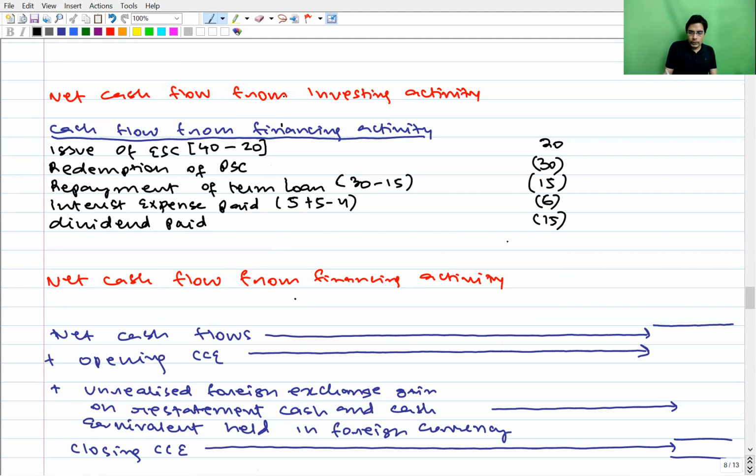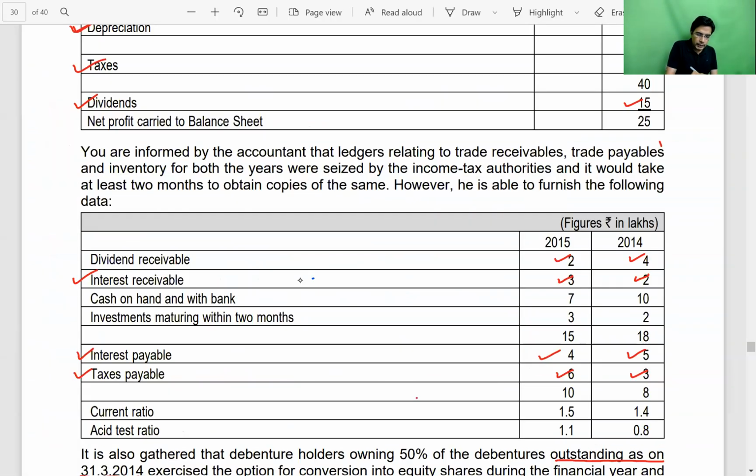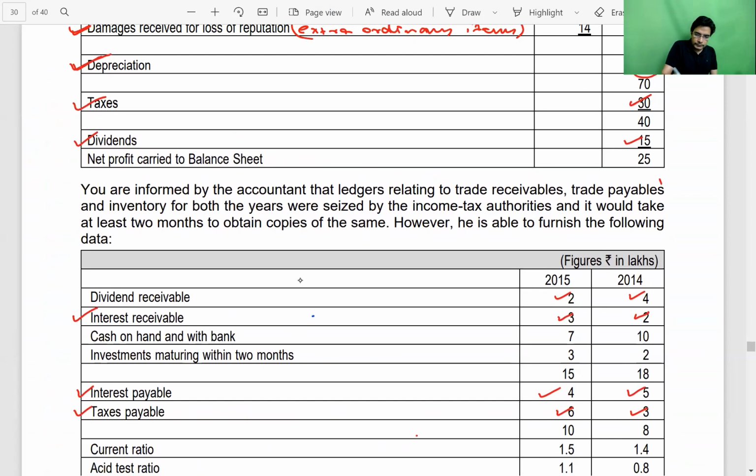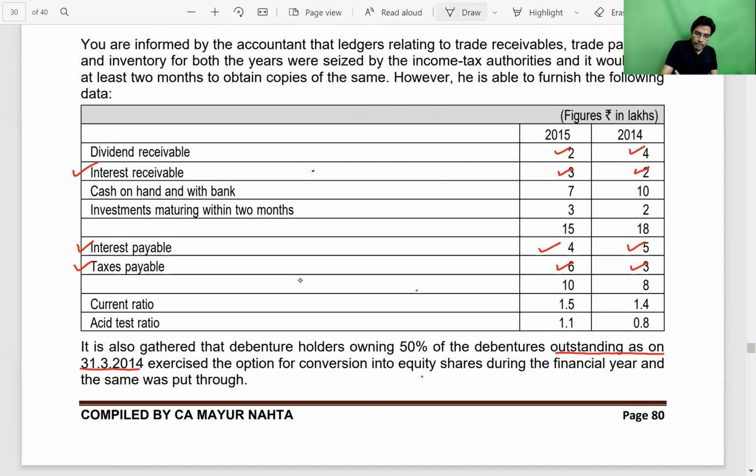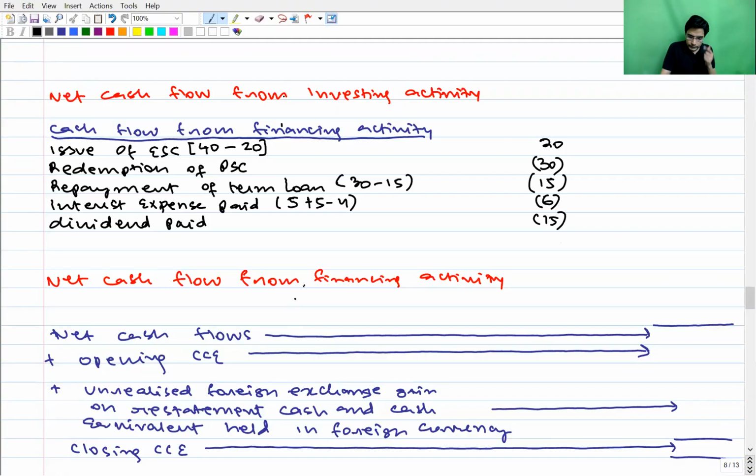Net profit carried forward to the balance sheet has no use in the direct method. Ignore it. Then dividend receivable we have done. These two are cash and cash equivalents. So this is opening cash and cash equivalents. This is closing cash and cash equivalents. So let us write it.